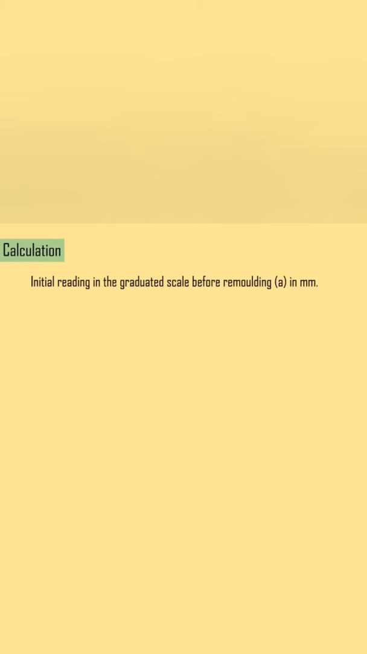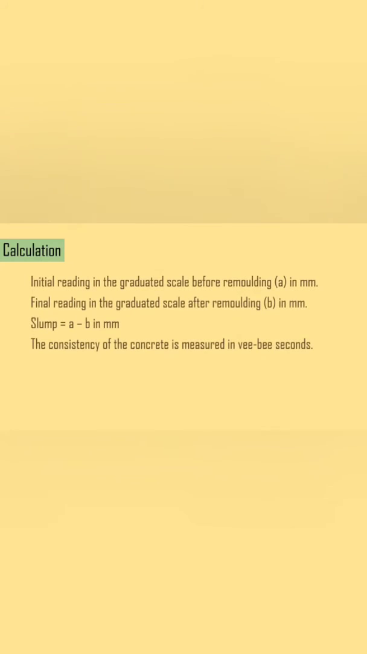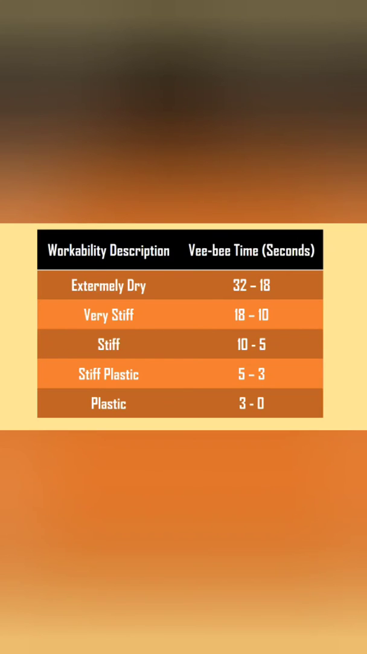Calculations in VB consistometer. Initial reading on the graduated scale before remolding is a. Final reading on the graduated scale after remolding is b. Slump value is equal to a minus b. And the consistency of the concrete is measured in VB seconds. The workability conditions with respect to VB time are displayed on the screen.